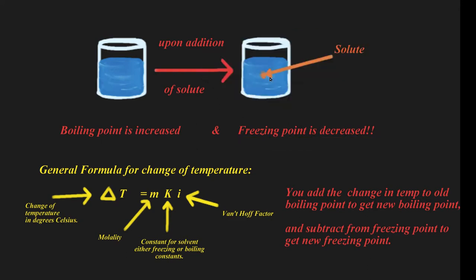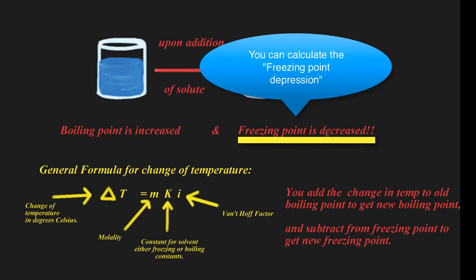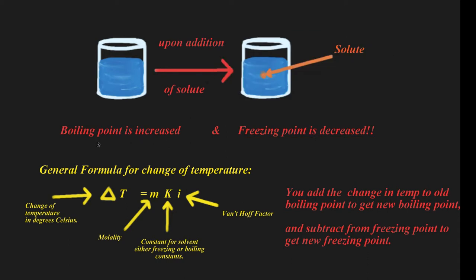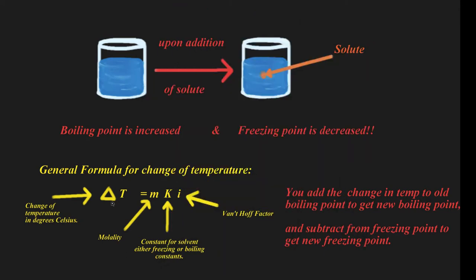Again, placing a solute in a solvent increases the boiling point and decreases the freezing point. Boiling point elevation, freezing point depression. What is the main formula for this change of temperature?